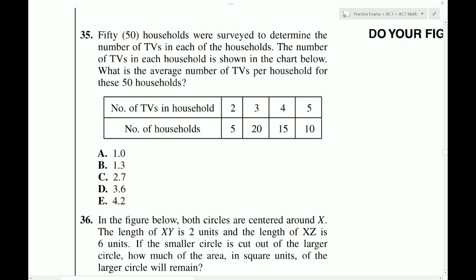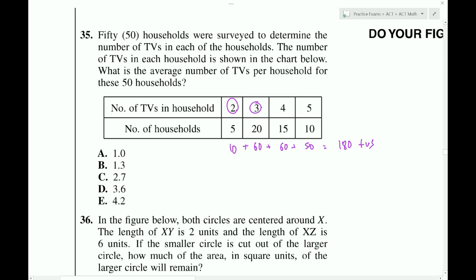Okay, 50 households were surveyed. What is the average number of TVs per household? Okay, let's see. So this is again a frequency chart where there are 5 households that have this property. So that's a total of 10 TVs. So that's 60 TVs, 60 and 50. So we add these together to get the total number of TVs. 120 and 50 is 170 and 10 is 180. That's how many TVs we're dealing with.